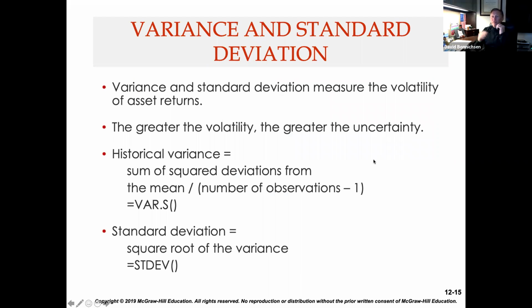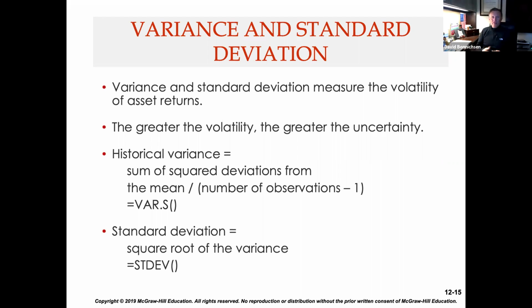Okay, so when we think about variance and standard deviation, you are going to have to calculate variance and standard deviation as part of the homework assignment and as part of the final exam. So you need to understand how it works. Variance and standard deviation measure the volatility of the asset class returns. So the greater the volatility equals the greater the uncertainty equals the greater potential for reward. Also, the greater potential for loss. You don't get one without the other.